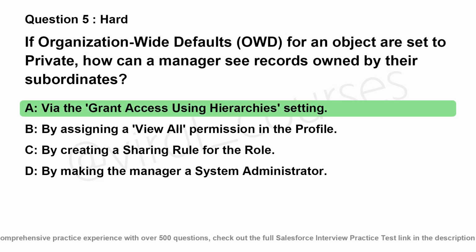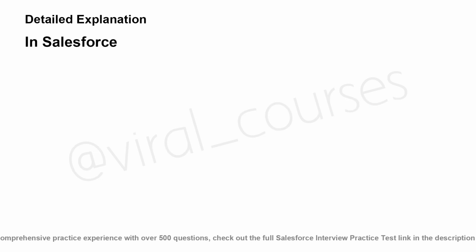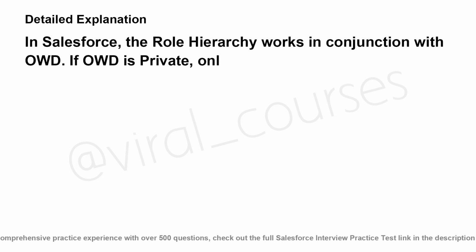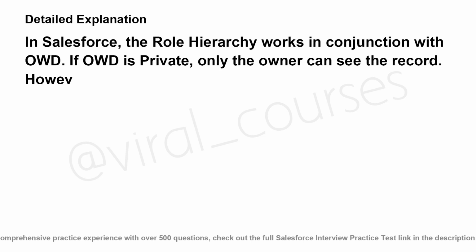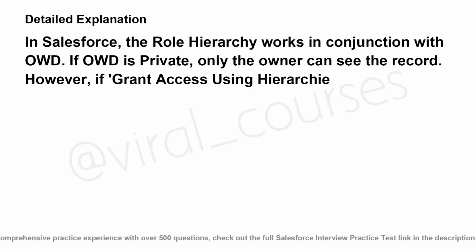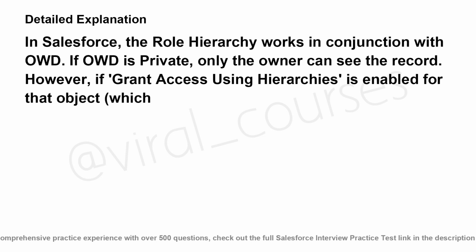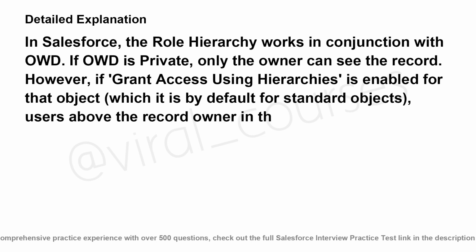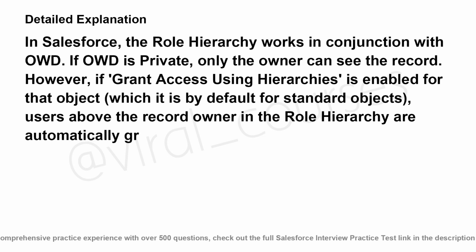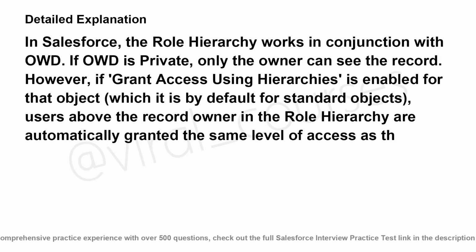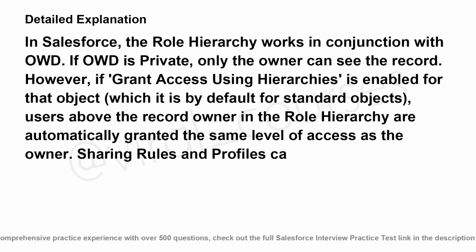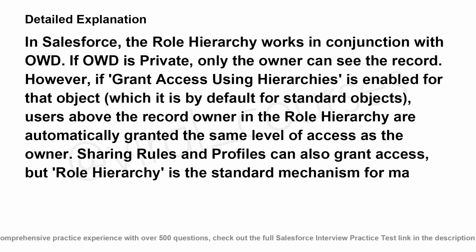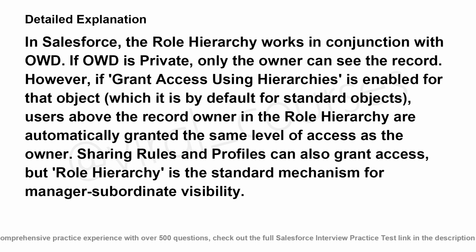The correct answer is A. In Salesforce, the role hierarchy works in conjunction with OWD. If OWD is private, only the owner can see the record. However, if grant access using hierarchies is enabled for that object, which it is by default for standard objects, users above the record owner in the role hierarchy are automatically granted the same level of access as the owner. Sharing rules and profiles can also grant access, but role hierarchy is the standard mechanism for manager-subordinate visibility.